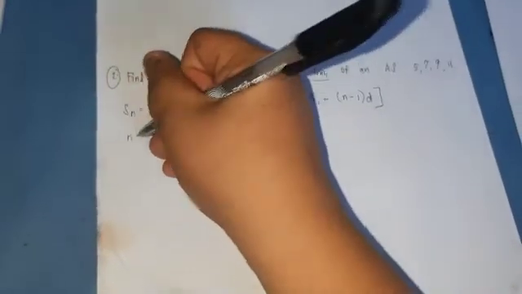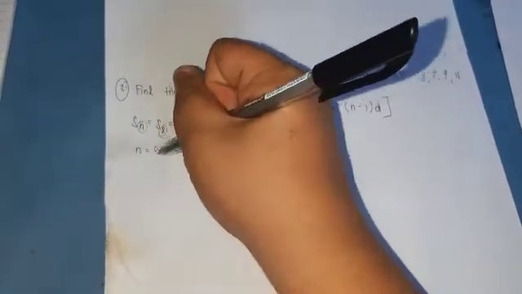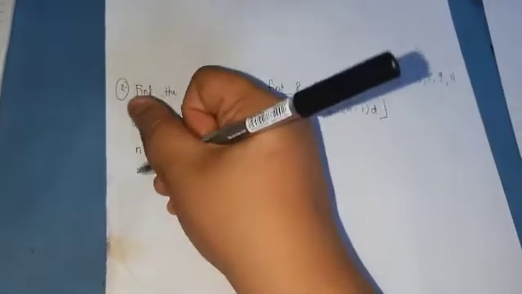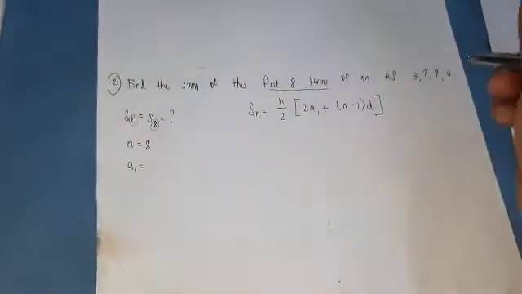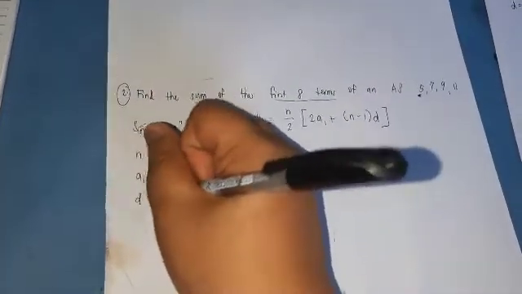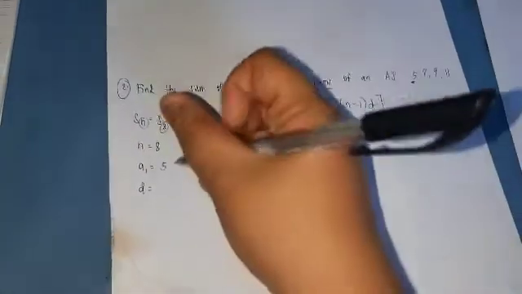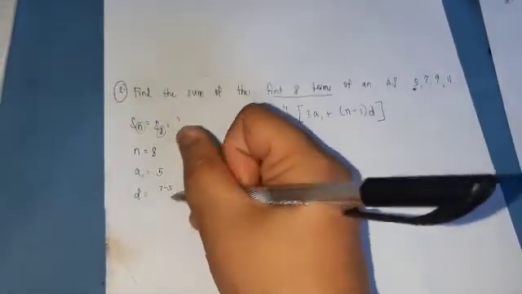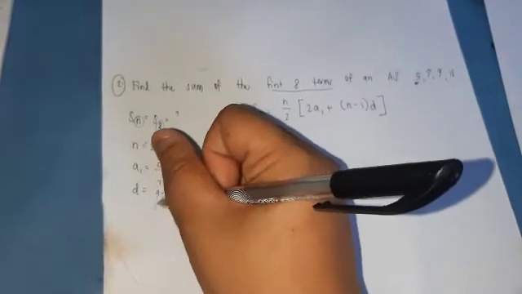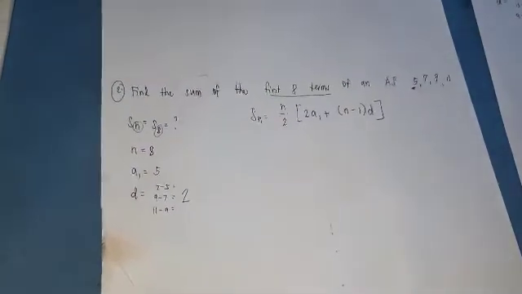Next, your n is how much? If you're going to have this one, you're going to have your 8 here. Your a sub 1, the first term, you go back to the given arithmetic sequence and you're going to get the first term that will give you 5. And for your difference, how you're going to solve for the difference, just subtract the given terms from right to left. So you're going to have your 7 minus 5, 9 minus 7, and your 11 minus 9. And it will all give you equal to 2. And your difference is just equal to 2.